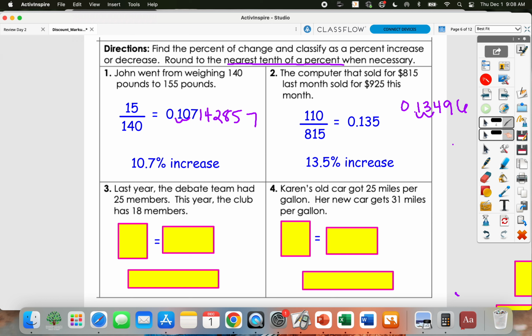Miss Bites, does it matter what order we subtract them in? It doesn't. Just take the absolute value of whatever answer you get. I don't know if I like that part of this.